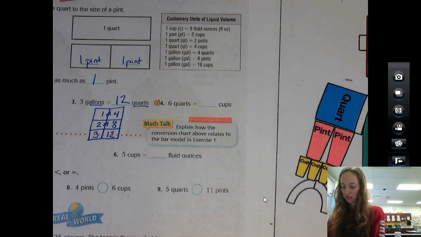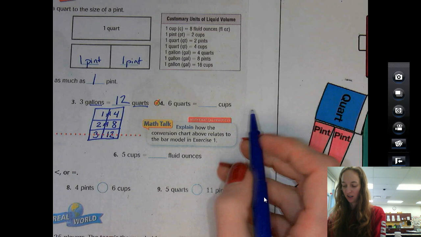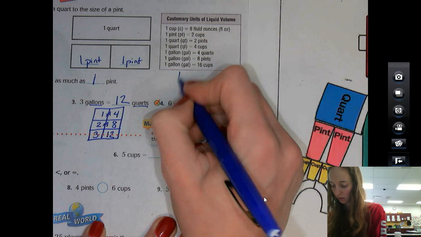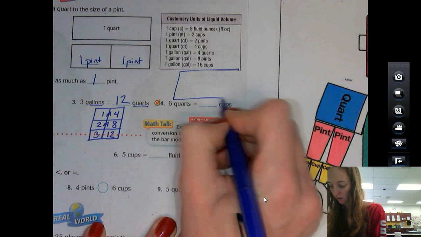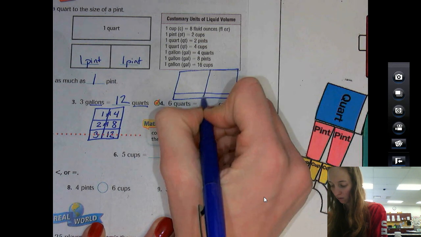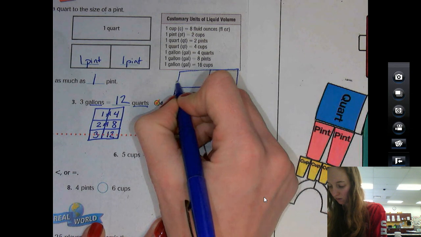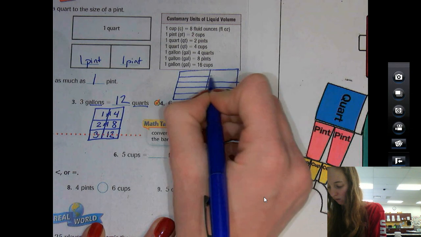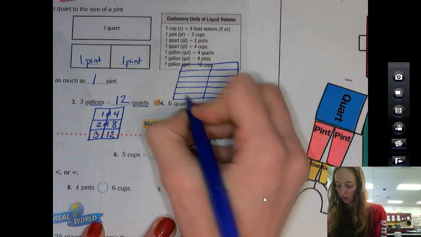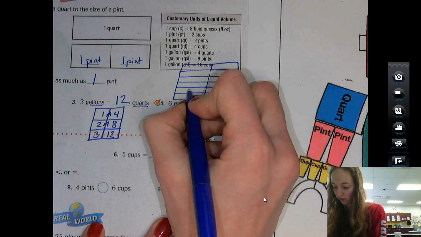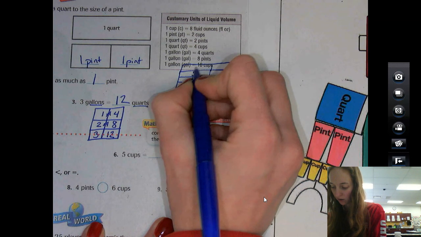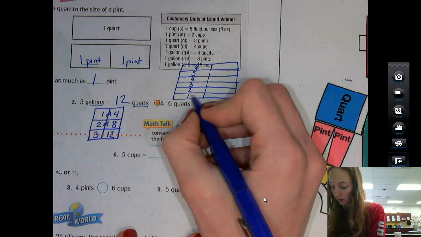Okay, 6 quarts and cups. Oh, I wish this wasn't right here on the page. I'm just going to put this up top this time. I got a lot to go, so I'm going to write pretty small. 1, 2, 3, 4, 5. I need one more. 6. I'm going to label them right here. 1 quart, 2 quarts, 3 quarts, 4 quarts, 5 quarts, 6 quarts. Probably should have went the other way. Okay, this is my quarts.